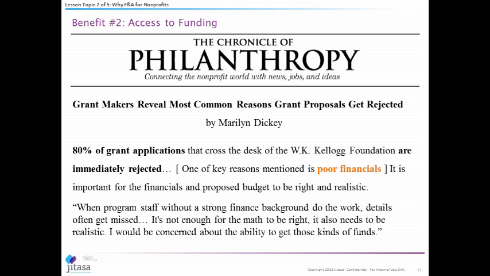One of the key reasons they mentioned was just poor financials. They said it's important for financials and the proposed budget to be right and realistic. Another foundation head said, quote, when program staff without a strong finance background do the work, details often get missed. It's not enough for the math to be right. It also needs to be realistic. They would be concerned about the ability to get those kinds of funds if they didn't have that in place. So again, even with funding and foundations, just like you saw with the Lynch Foundation, it starts with strong financials and a proper, realistic view of where you stand today and then going forward.